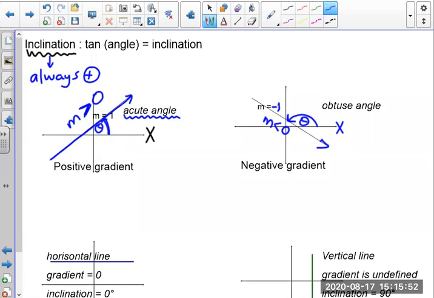If your line has a negative gradient, a downhill line, then your inclination will be an obtuse angle. Now, I hope that you have your calculators in front of you, because how do we get inclination? To get inclination, you need the gradient. You need the gradient.